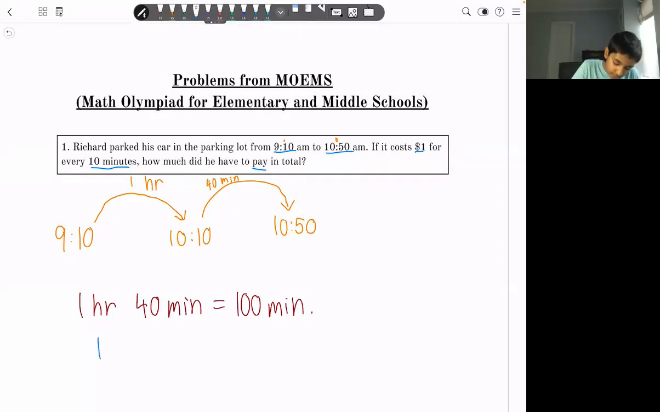Okay, so now if he has 100 minutes, and he pays $1 for every 10 minutes, so 100 minutes divided by 10 minutes, which is 10. So that means he's going to pay $10, because for every 10 minutes, he pays $1, and there are 10 of these 10-minute groups. So when we divide by 10, we have 10 of these 10-minute sections. So that way it's going to be $10.